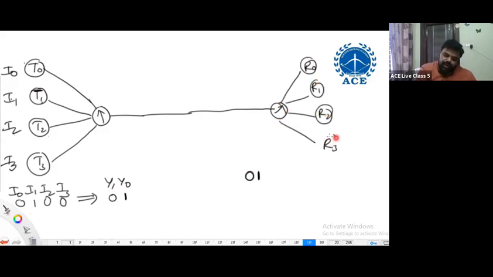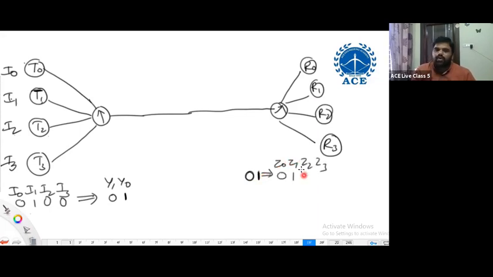I need to enable only R1, because for this given information, T1 is enabled, T1 is transmitting. Then only R1 should be enabled, R1 must be receiving. So by receiving 01, I need to enable only R1, and the remaining should be disabled. Then what should I do again?